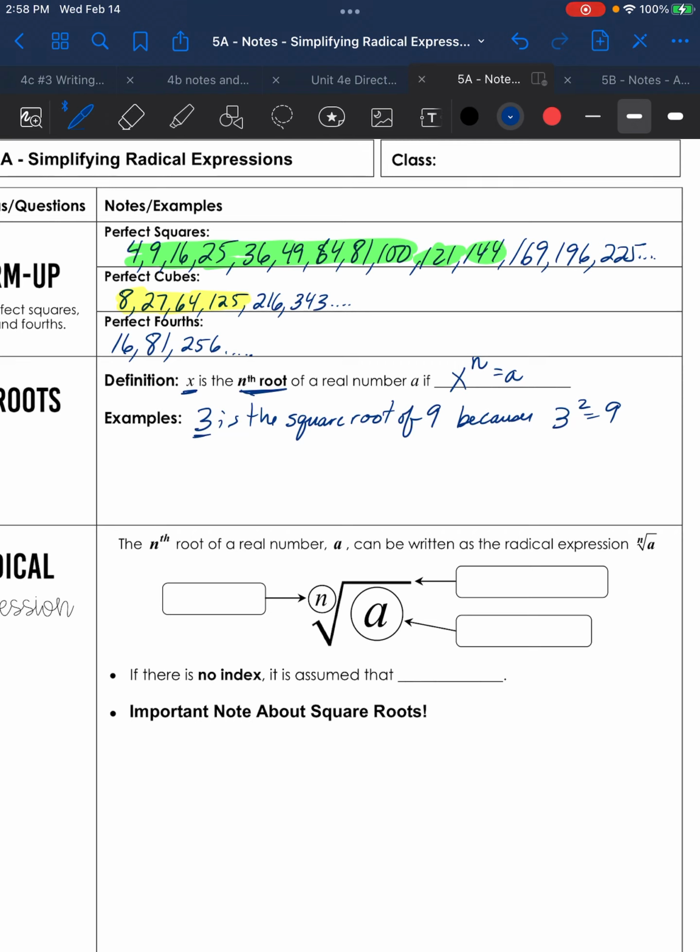So a real number a, so 9 is a real number. So the x, the 3, is squared, and then that would equal 9.